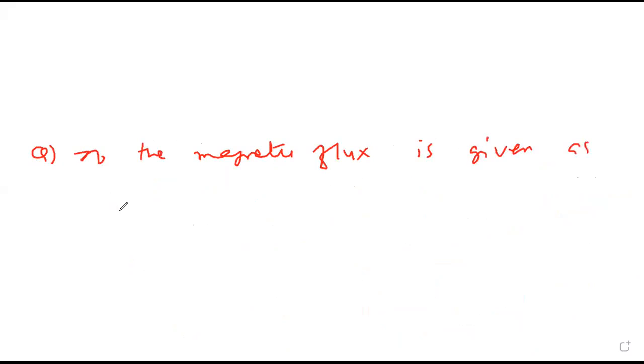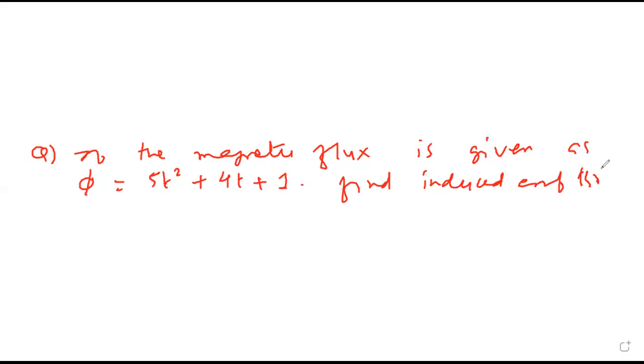Now based on these laws, we'll see a few numericals and then we'll start with MCQ after completing the theory. If the magnetic flux is given as phi equals 5t square plus 4t plus 1, find the induced EMF through the coil at time t equals 1 second.